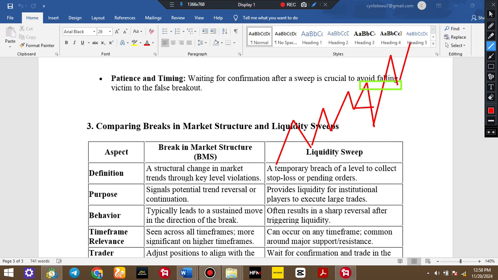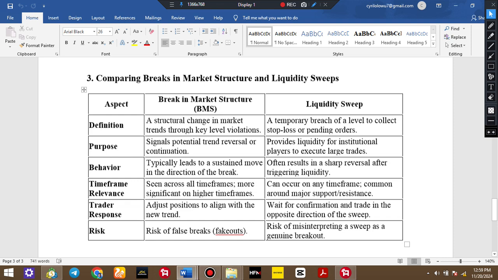You see that this sharp move here is not what? It's not a break of structure. It is just telling you that it came to take out, let's say, liquidity around this point for it to gain momentum towards the upside. So these are what you should know about this concept very well.